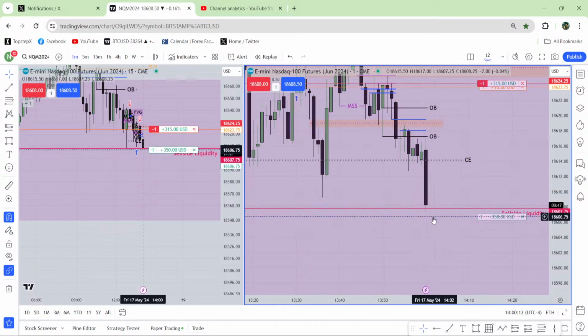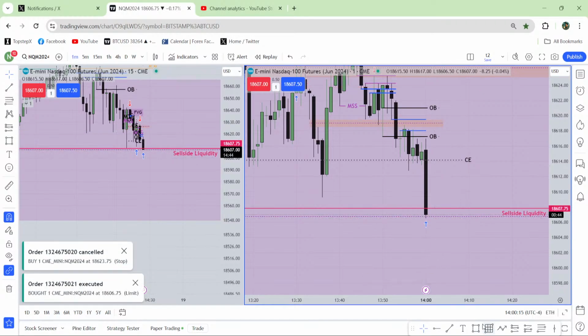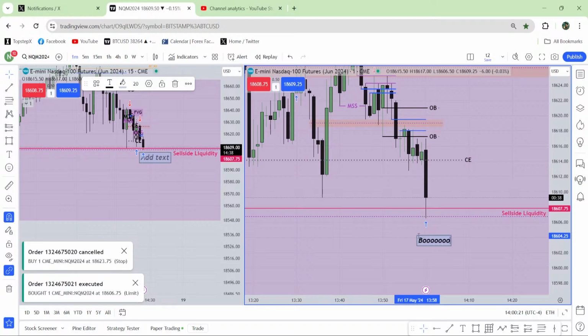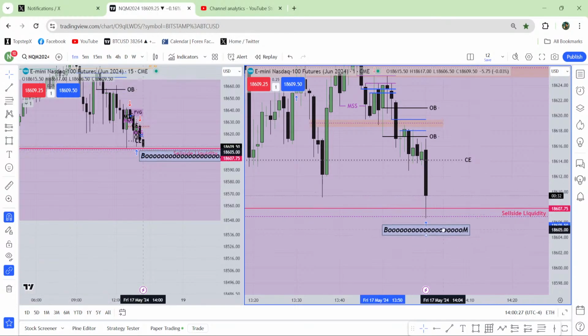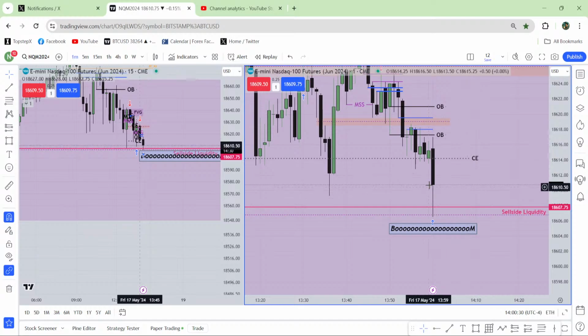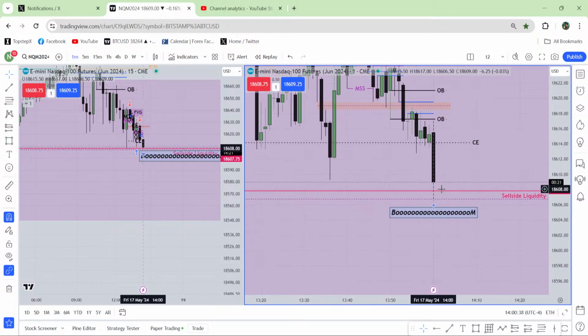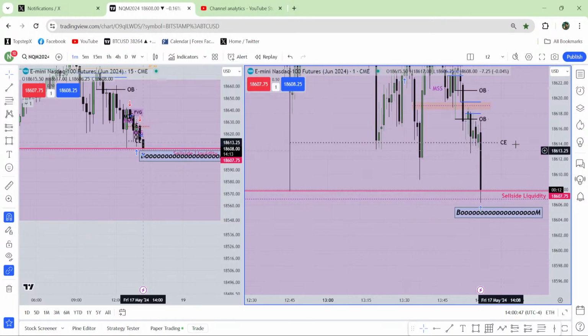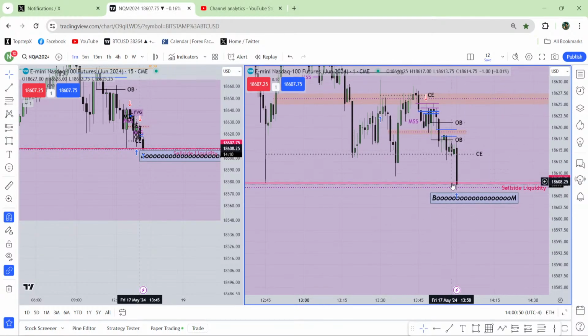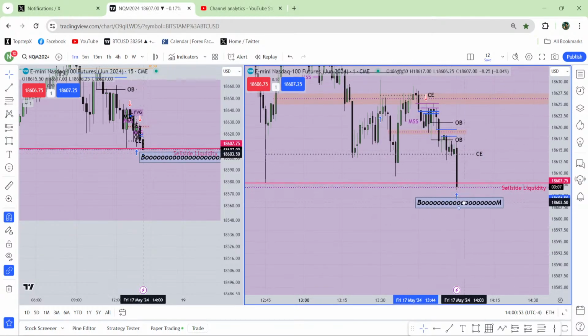This consequent encroachment of the 4 hour fair value gap was my target. Price came here, took the liquidity, tapped to this consequent encroachment, reaction. Now I have to read the price again from the very beginning. I don't have any other trade opportunity right now. I have to wait for another setup, another everything. I have to start from the beginning. I just can't go into the market again. I just can't do that.